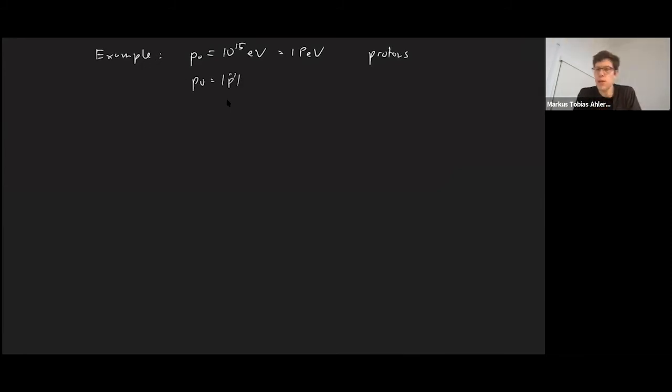So let me give you an example about the size of the Larmor radius. In the following, we are going to talk about cosmic rays with an energy of 10 to the power 15 electron volts, so this is 1 peta electron volt. And of course, at these energies, if we are looking for cosmic ray protons, then this is a very relativistic particle. So basically p0 becomes equal to the absolute value of the 3 momentum in natural units. And the proton has a charge q, which is equal to e, the elementary charge.